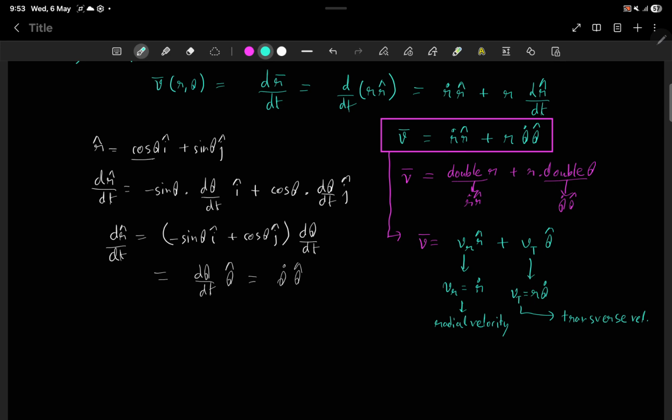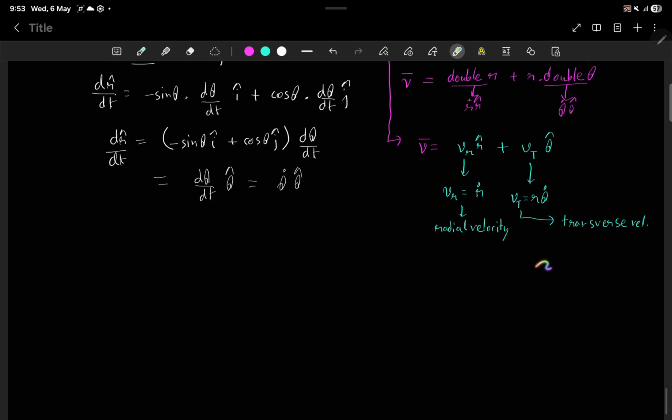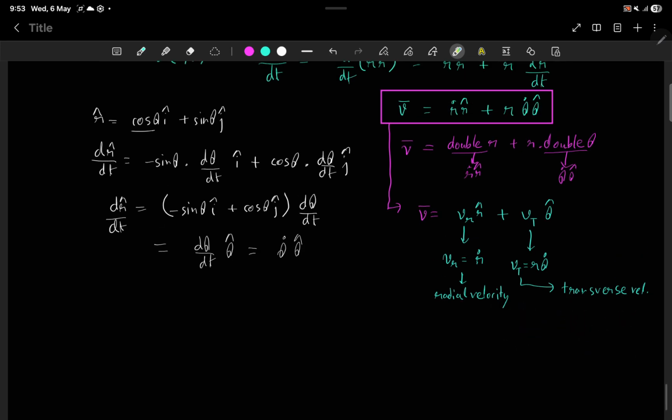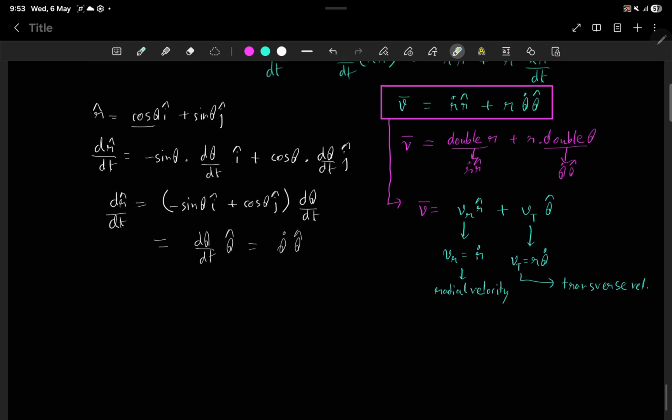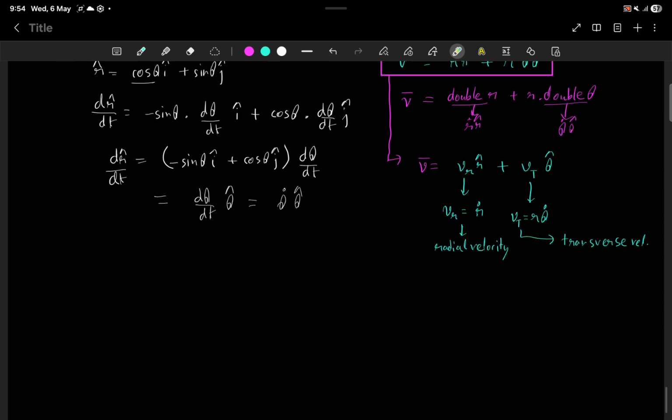Also from this you can derive another common inference: Vt equals r theta dot, which is r d theta by dt. And what is the change of theta with respect to time? d theta by dt is my omega, the angular velocity. So I can write V transverse equals r theta dot equals r omega. If you have read circular motion earlier, you will know that the transverse velocity is equal to r omega, or omega cross r. This is a very important inference.